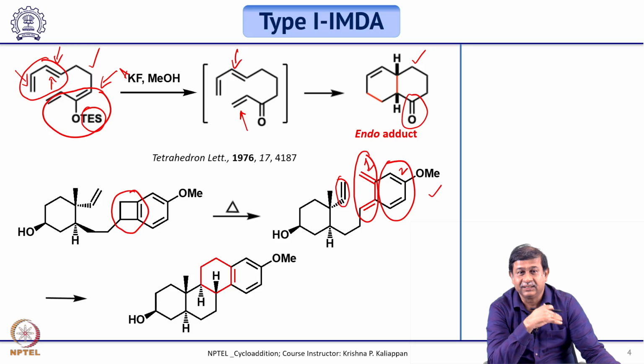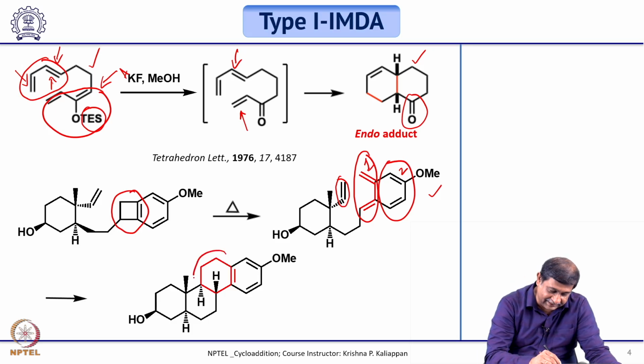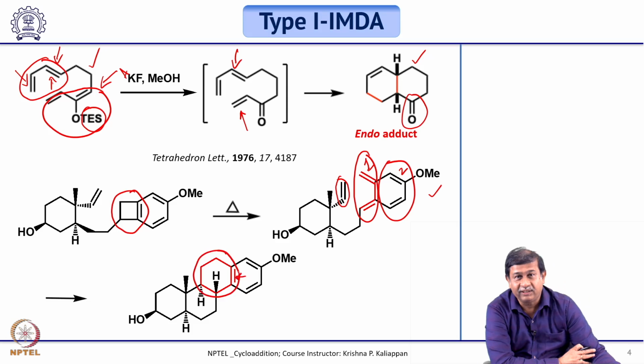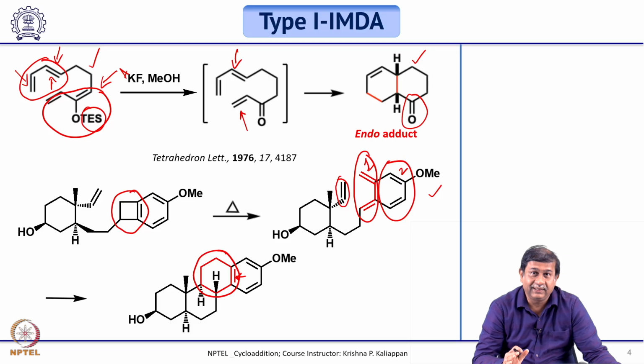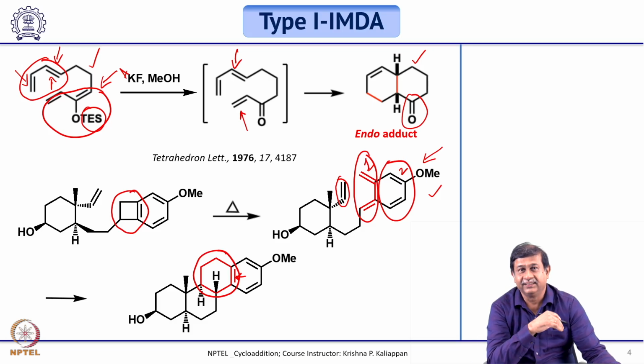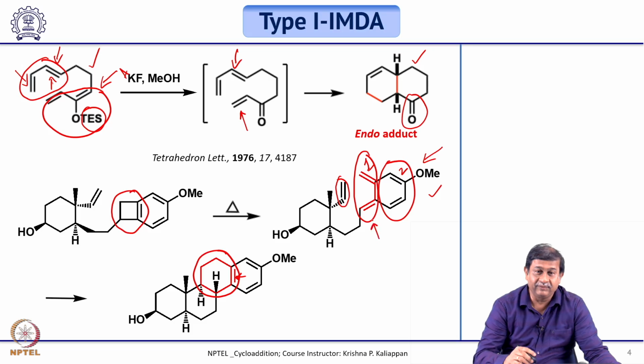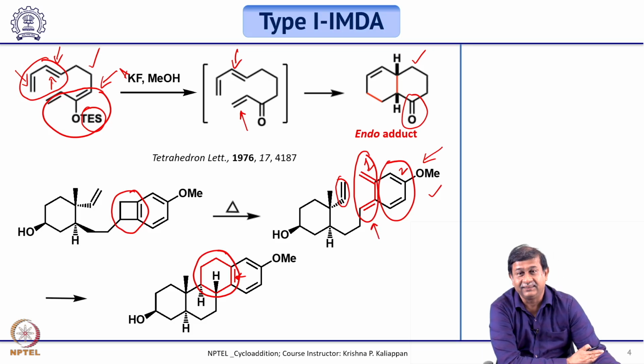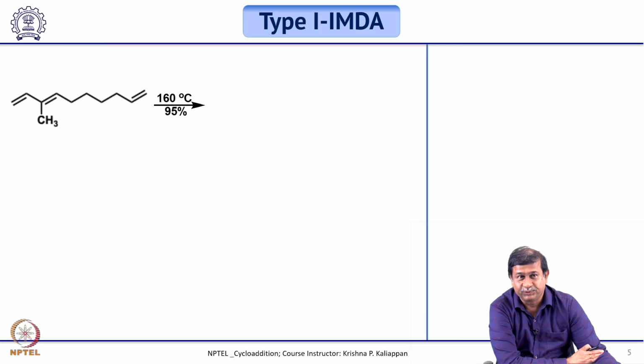intramolecular Diels-Alder reaction, what you get is a cyclohexene, and the double bond which is formed as a result of this intramolecular cycloaddition is part of the aromatic ring. In other words, during this electrocyclic ring opening, the de-aromatization took place. So now after the intramolecular Diels-Alder reaction, the aromaticity is regained. That is why diene 1 will undergo intramolecular Diels-Alder reaction and not diene 2. So, let us move to one more example.